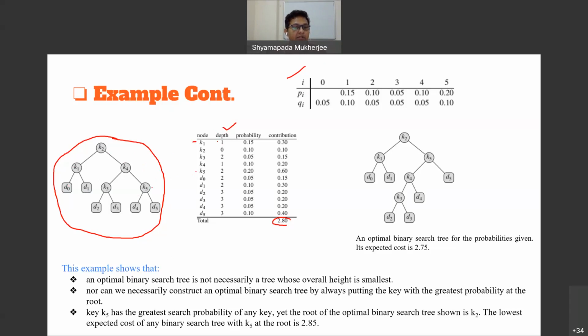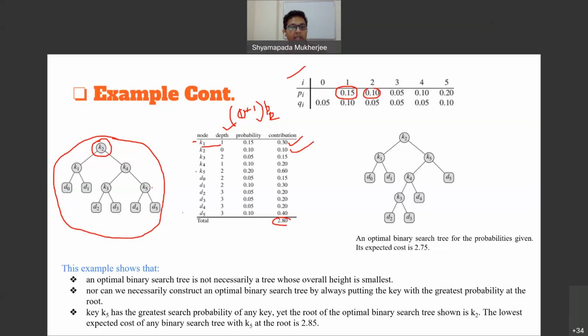As we already know, the expected search cost for a node k1 is the depth of the node plus 1, times the probability of that node. Depth of k1 is 1, so it is 1 plus 1, times the probability of k1, that is p1. So 0.15 times 2 is 0.30. Similarly, depth of k2 equals 0, so it will be 0 plus 1, times p2, which is 0.10, so 1 times 0.10.